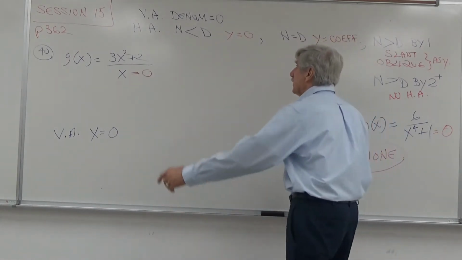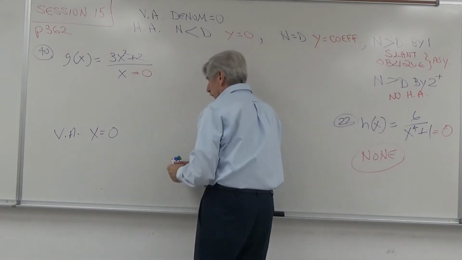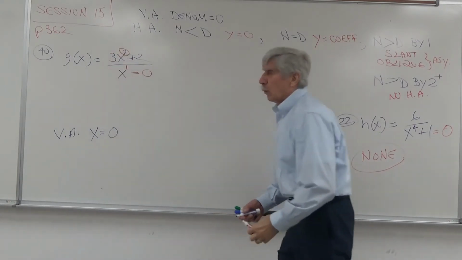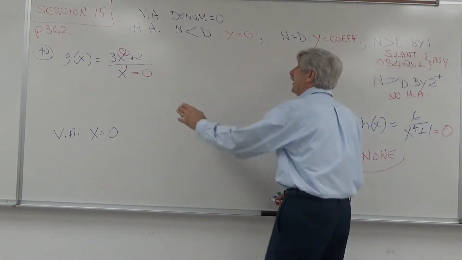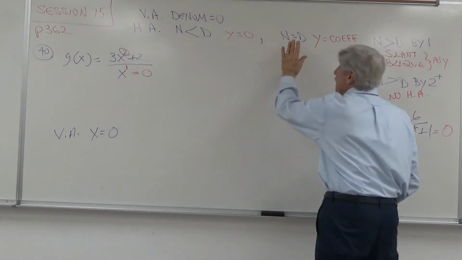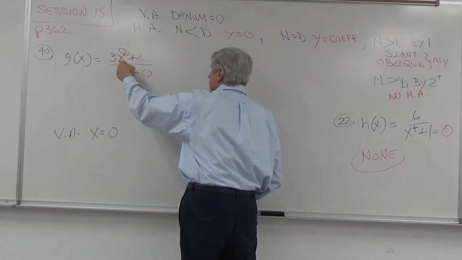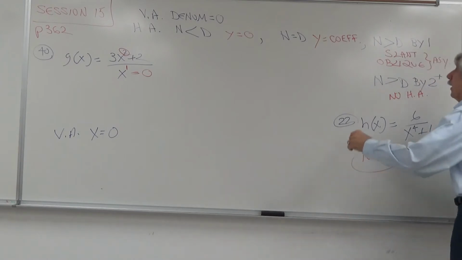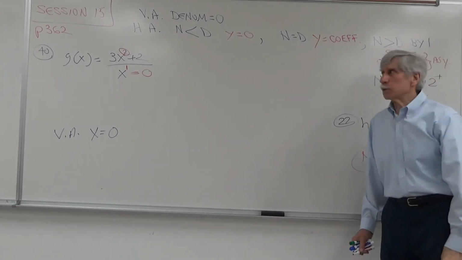For a horizontal asymptote, is the degree of the numerator less than the degree of the denominator? The degree of the numerator is 2. The degree of the denominator is 1. So the degree of the numerator, 2, is not less than the degree of the denominator, 1. Forget that one. Are they the same? If they were the same, this would be x and that would be x, or this would be x squared and that would be x squared. They're not the same. That doesn't apply. The next one is, is the degree of the numerator 1 more? In fact, it is, isn't it? 2 is 1 more than 1.